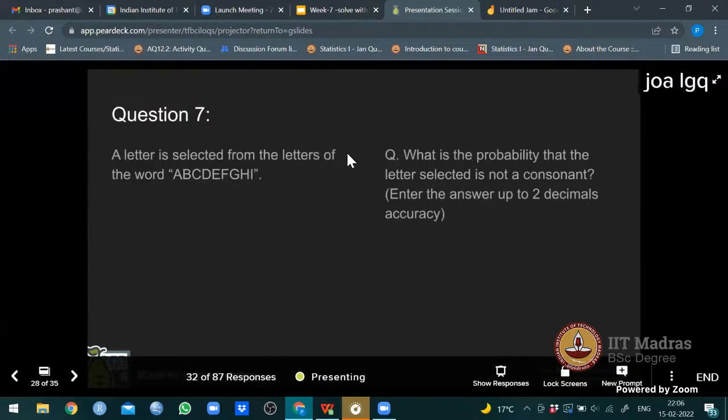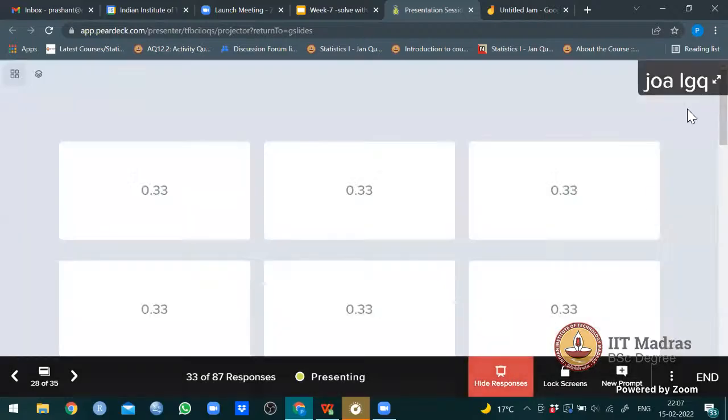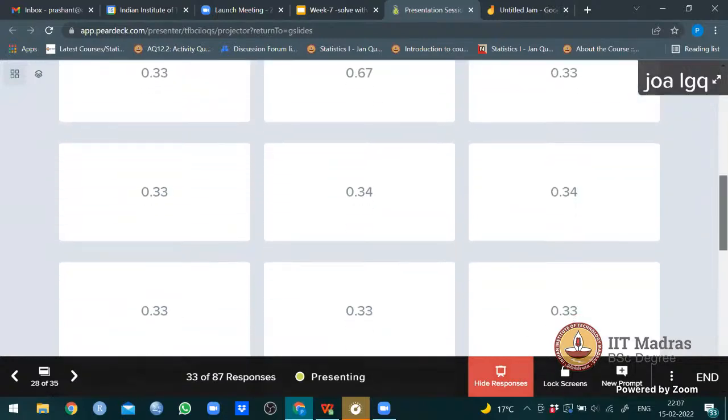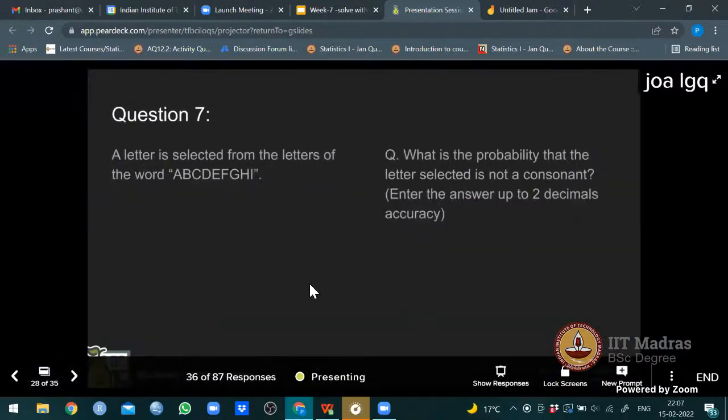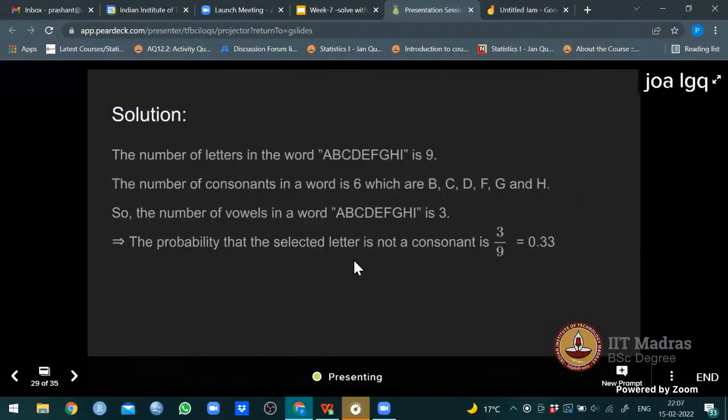There are 67 participants and 87 responses. Let me see the responses first. 0.33, 0.33, 0.67, 0.33, 0.33. The majority is with one answer. So 0.33 is the correct answer because it is a simple probability question.